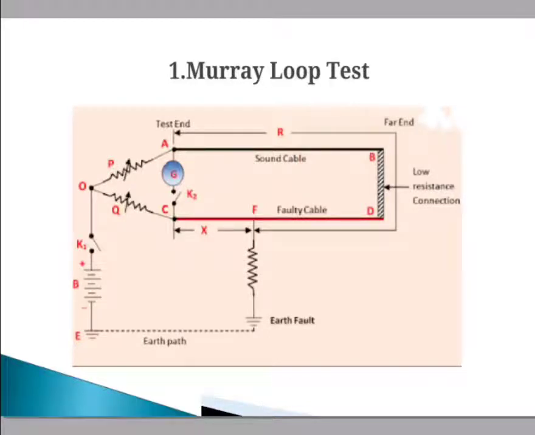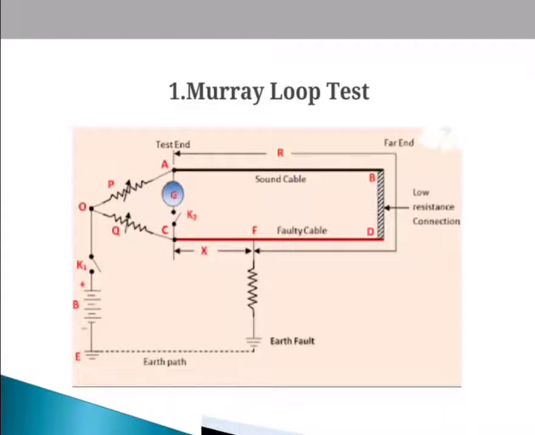This Murray loop test is useful in locating an earth fault in a cable of short length having a low resistance. The fault is in the form of a leakage path between the core of the cable and its covering. This is usually due to the deterioration or damage of the insulation of the cable.